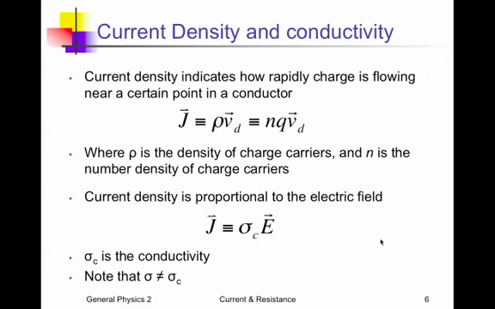And that would make sense because when I have an electric field in a wire, that's going to push the electrons through, and so we're going to see electrons moving by with a given velocity. So it would make sense that our current density is proportional to our electric field.